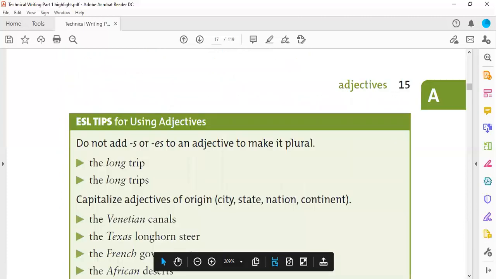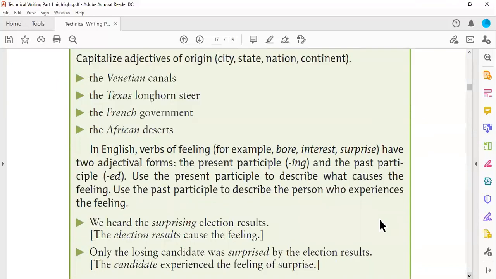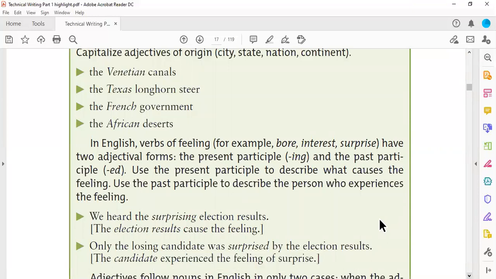Do not add s or es to an adjective to make it plural. You don't say the longs trips. You say the long trip or the long trips. Capitalize adjectives of origin: city, state, nation, continent. The Venetian canals, the Texas Longhorn steer, the French government. You see that like these, because they are talking about places like cities, states, nations, and continents. And that's why we capitalize these adjectives.